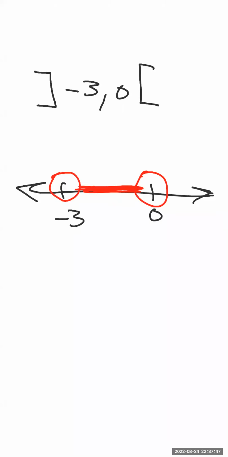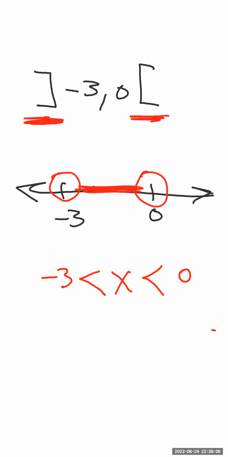Now I want to write it in the descriptive method. Descriptive method means what? It means inequality. So x greater than -3, open, only greater than -3, open from the 0 side, smaller than 0. That's it. Right? Okay, great. One more question.